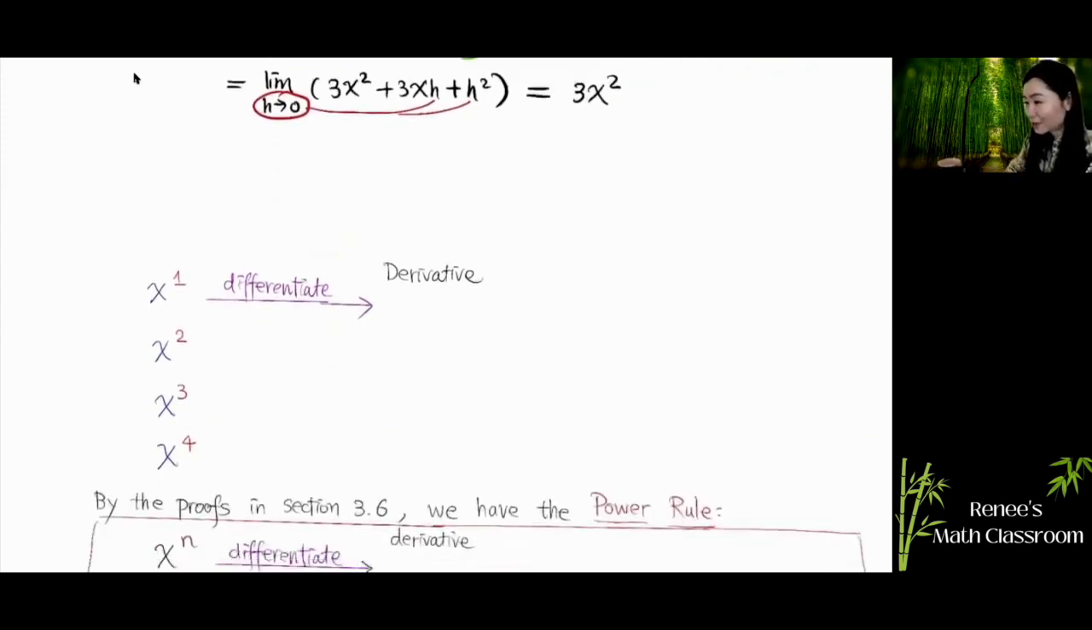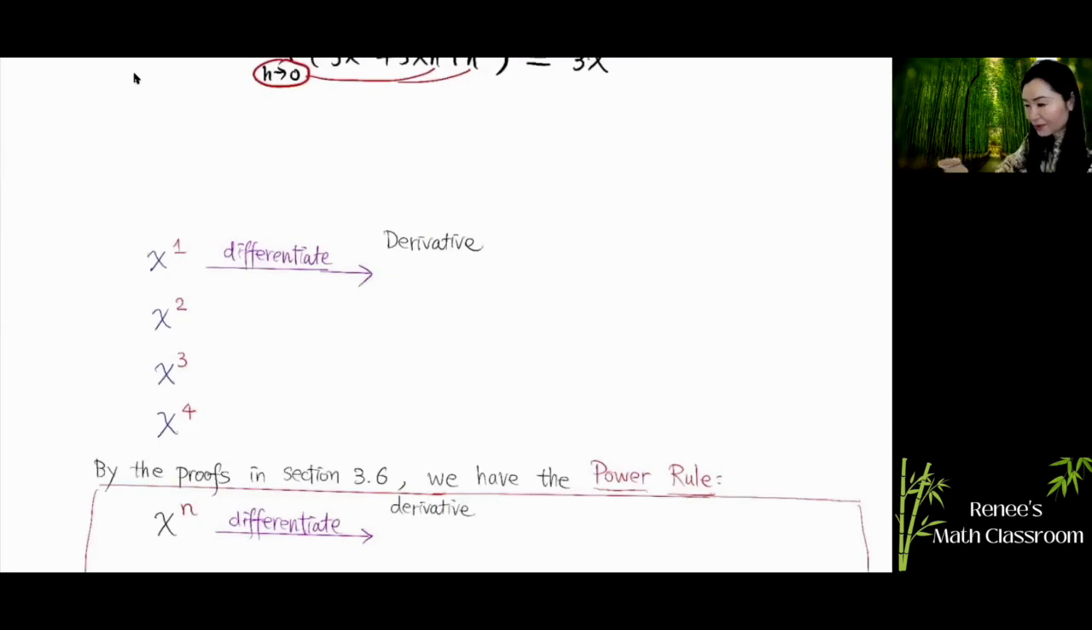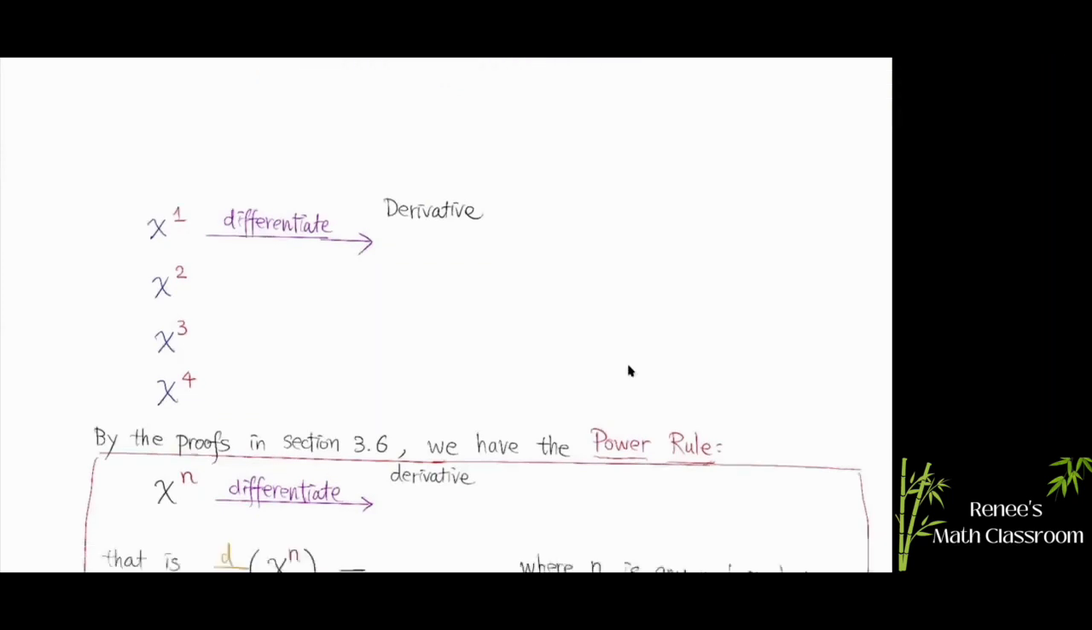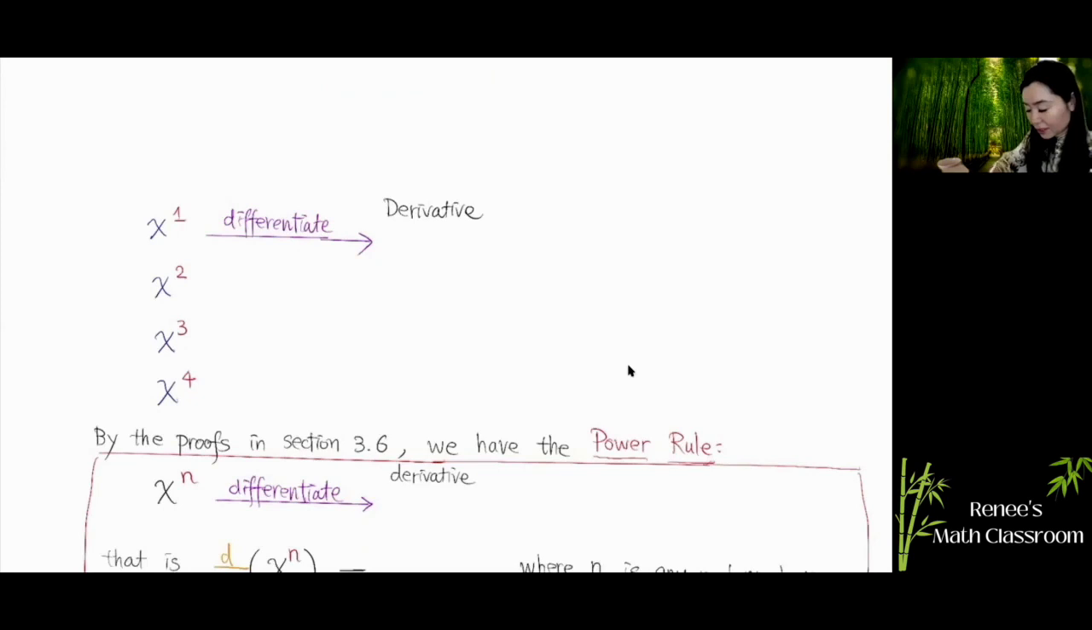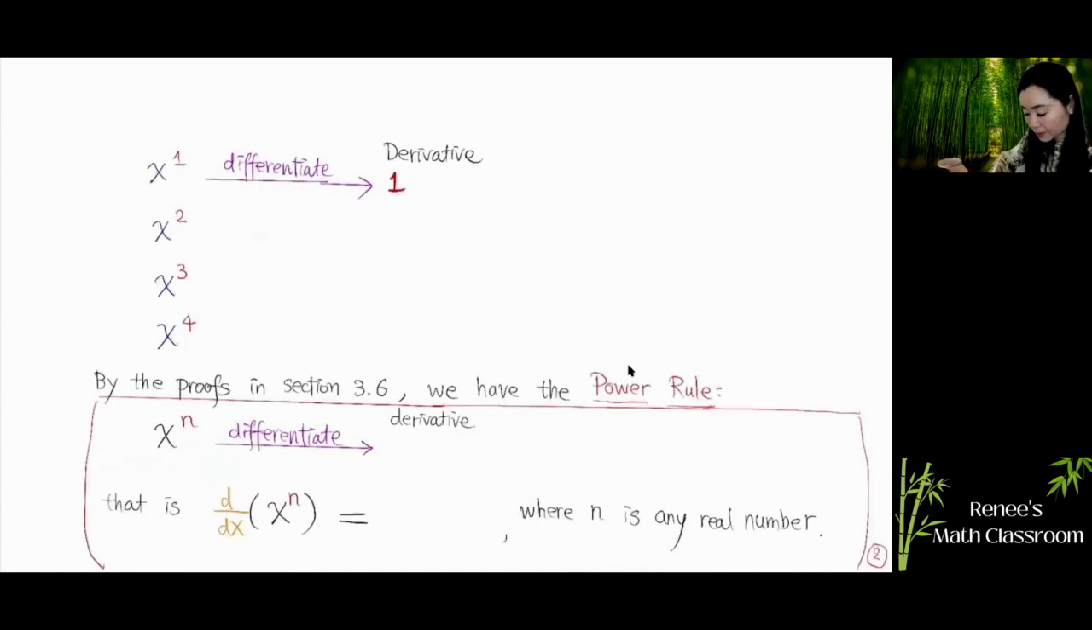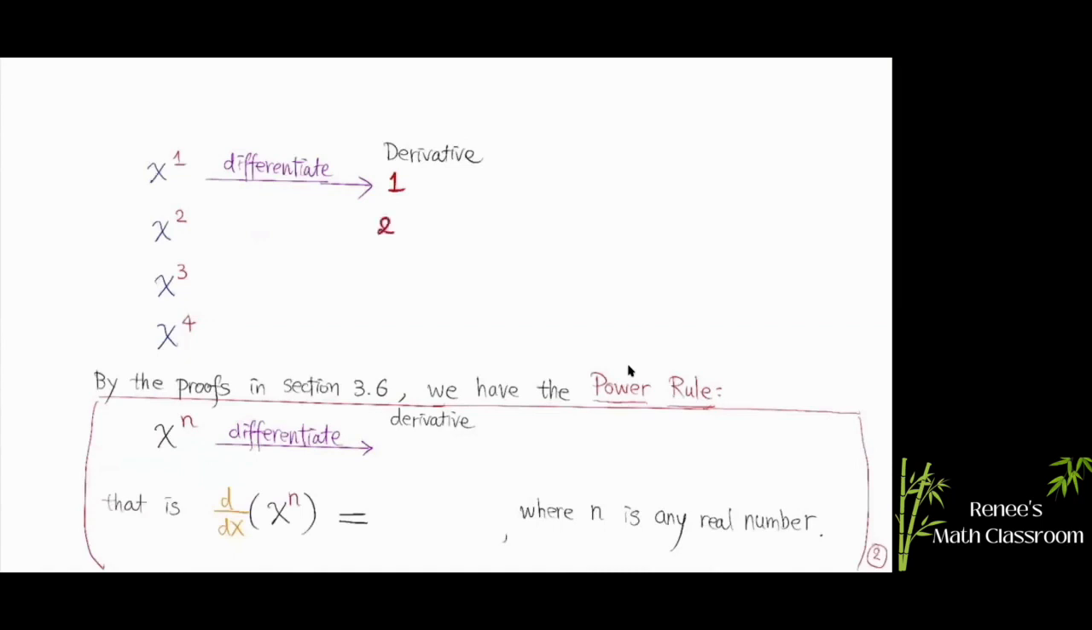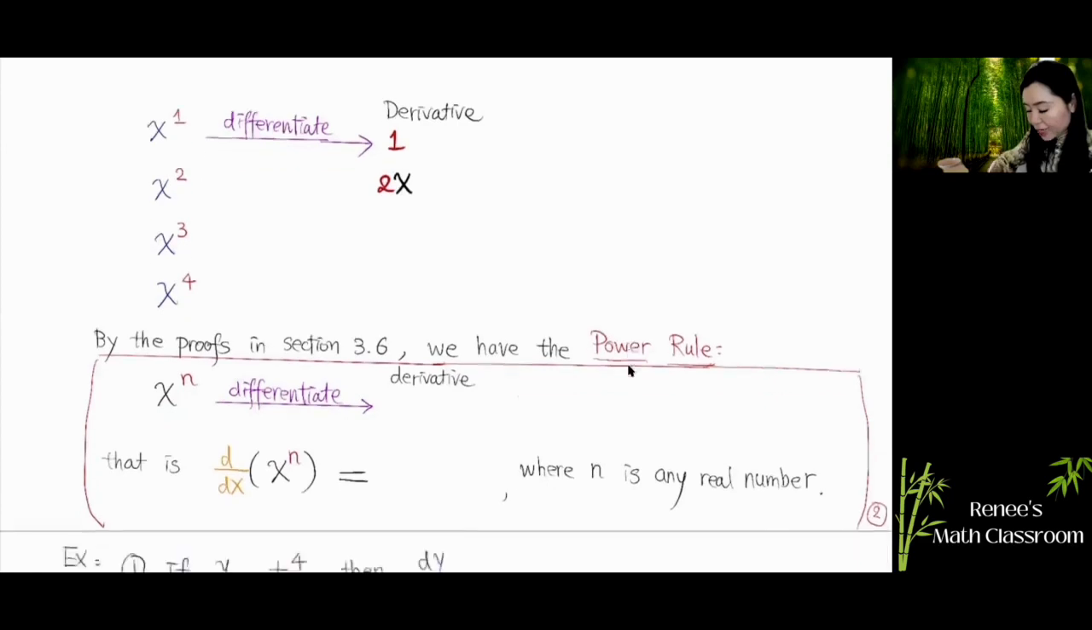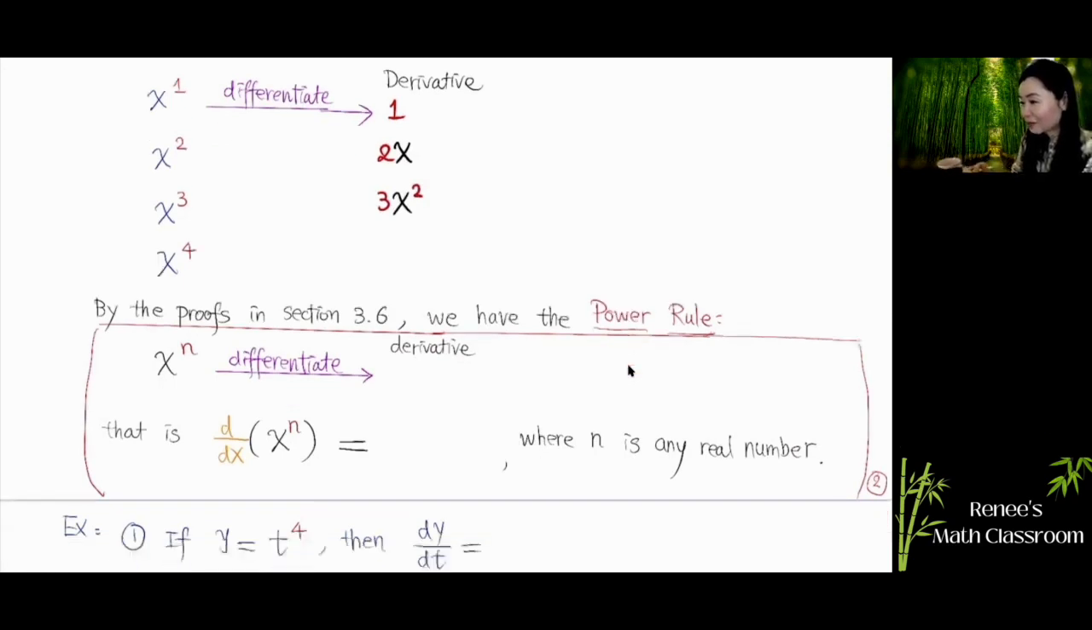Now let's list them. For x to the first power, when we differentiate, the derivative is what? Do you guys remember? 1. Yes, you got it. It's 1. And then for x squared, what's the derivative? 2x. Yes, 2x. And then for x cubed, the derivative is 3x squared. And then, if we do x to the 4th power, what will be the derivative?